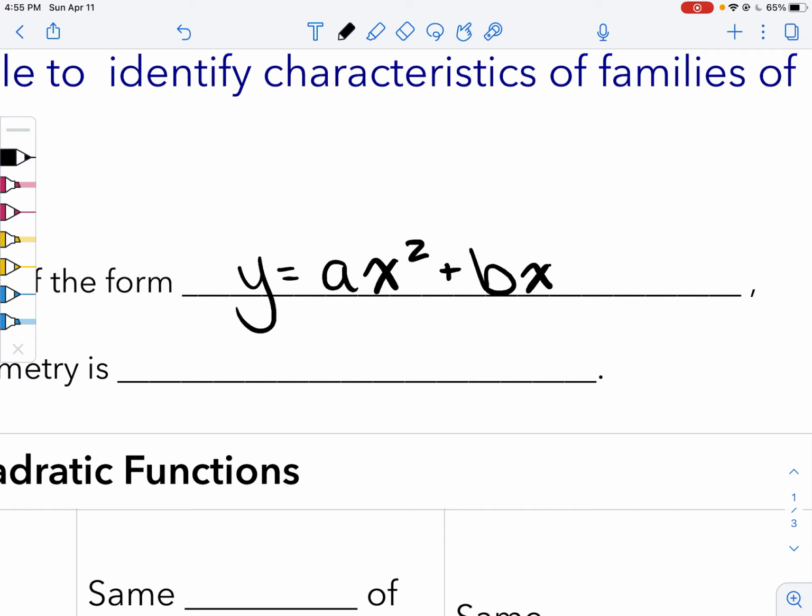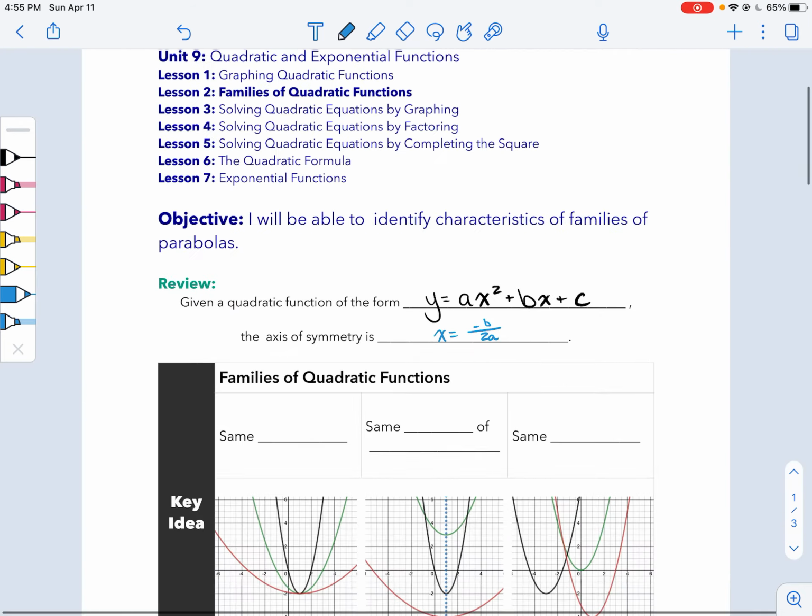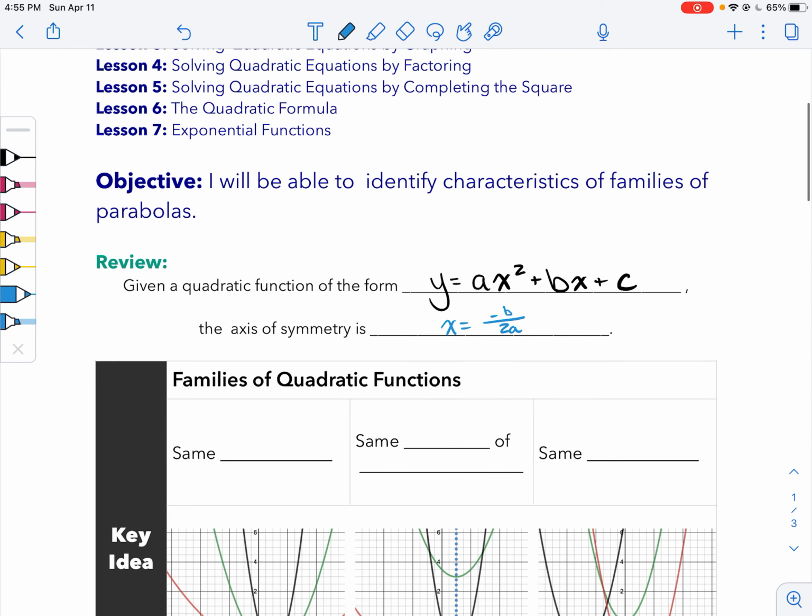Parabolas represent quadratic functions. A quadratic function will always take the form y equals some number times x squared plus a different number times x plus another number. Y equals ax squared plus bx plus c. If you want to find the axis of symmetry, that's always going to be at x equals negative b over 2a.